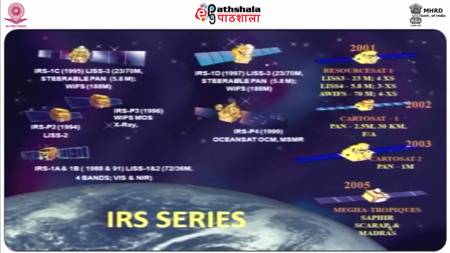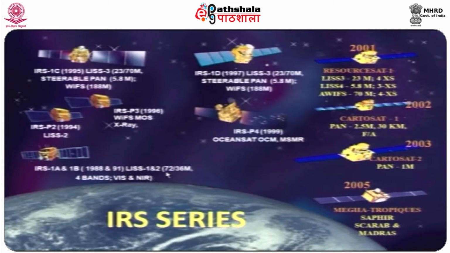Let us see what exactly the types of satellites are and how Indian remote sensing satellites have evolved over a period of time. You can see here IRS-1C, and of course prior to that IRS-P2 and 1A, 1B, which are not in vogue now; they are all obsolete, rather extinct, they are not there anymore. LISS-1 and LISS-2, Linear Imaging Self Scanner is the name of the sensor.